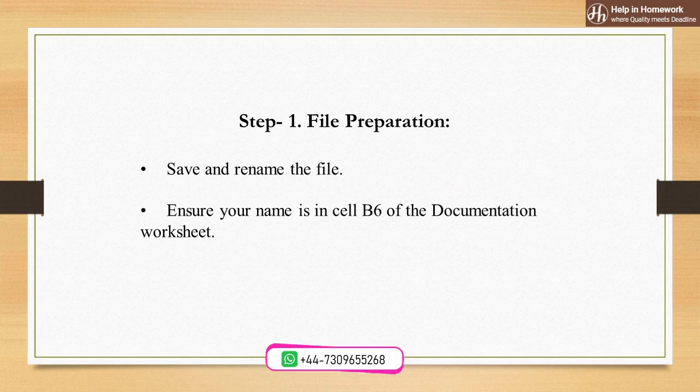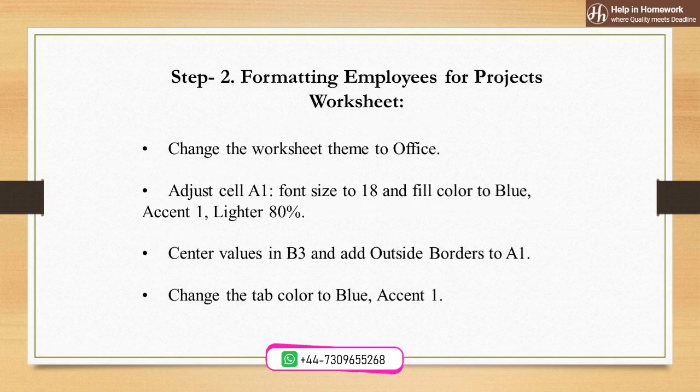Step 1. File preparation. Save and rename the file. Ensure your name is in cell B6 of the documentation worksheet. Step 2. Formatting the Employees for Project worksheet. Change the worksheet theme to Office. Adjust cell A1 font size to 18 and fill color to Blue, Accent 1, Lighter 80%. Center values in B3 and add outside borders to A1. Change the tab color to Blue, Accent 1.